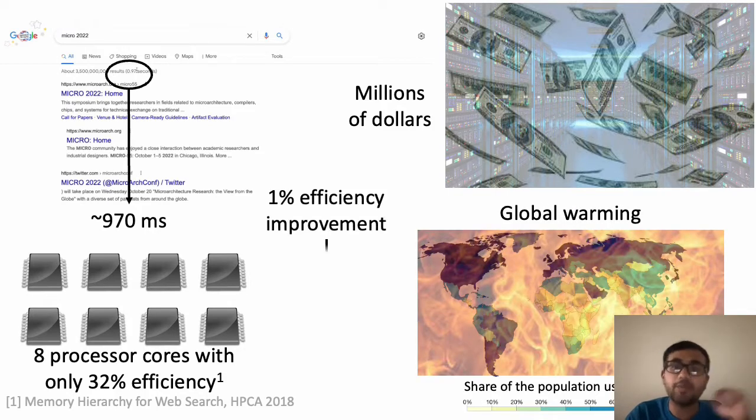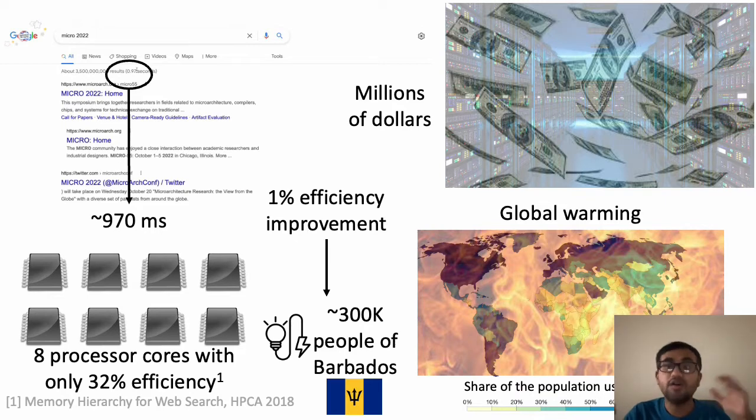Even a single percentage of efficiency improvement for these data center applications has the same impact as reducing the carbon footprint of a whole country like Barbados. Therefore, if we can improve the processor efficiency for these applications, we can not only save millions of dollars but also meaningfully reduce the global carbon emissions.